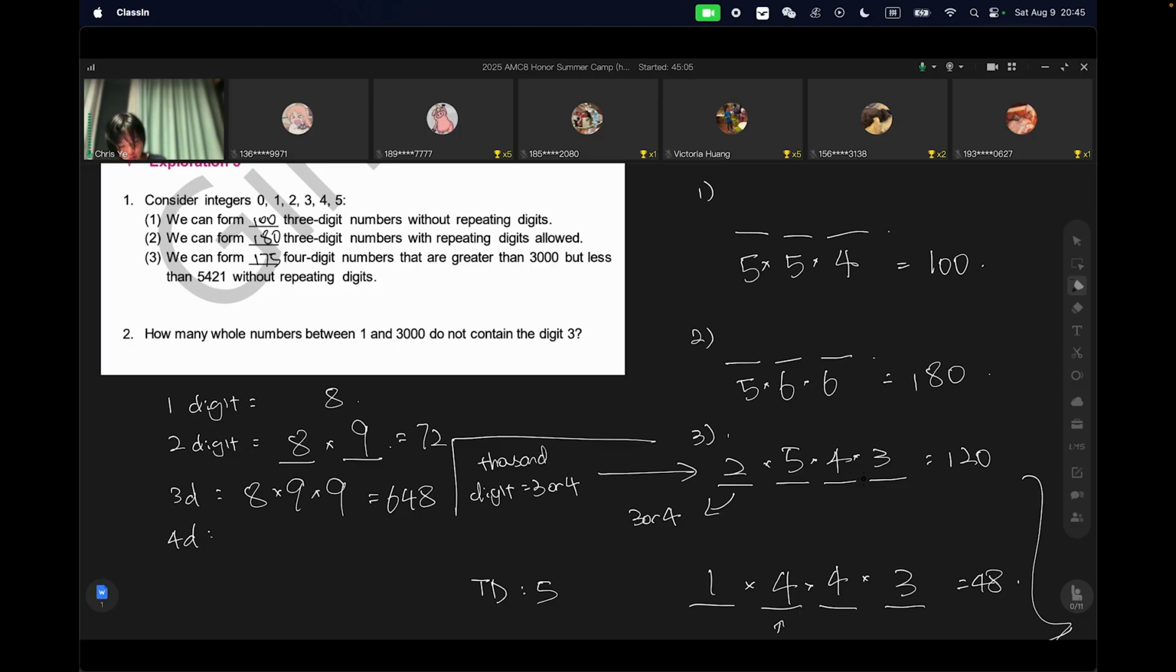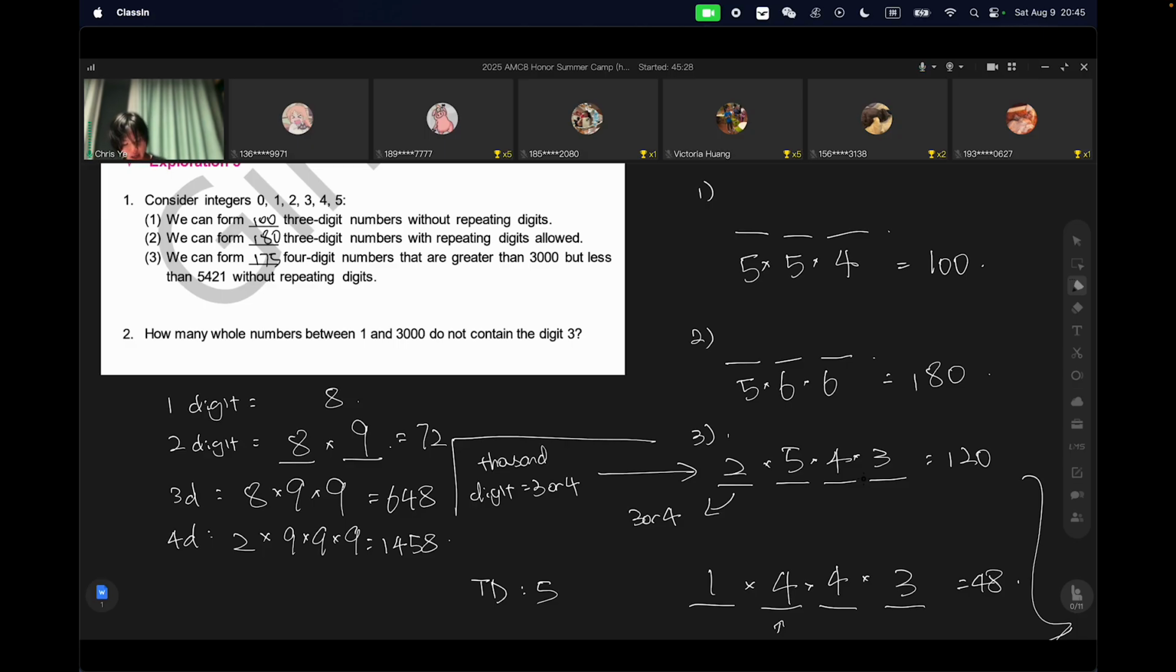So there are only 2 choices for the first digit, which is either 1 or 2. And for the rest, we don't really care. It doesn't really matter because there are no limits. So it's going to be 9 times 9 times 9. And the answer is 1,458.